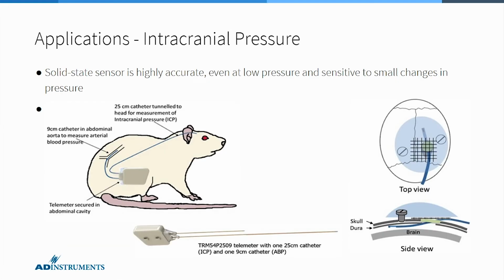So moving away from cardiovascular pressures, I want to talk more about the intracranial pressure that I mentioned earlier. Because the solid state pressure sensors are so accurate, able to record at really low pressure and very sensitive to small changes in pressure, this makes them very suitable for recording intracranial pressure in rats. The telemeter body is implanted in the abdominal cavity, as you can see here, and then using a 25 centimeter catheter, it's tunneled subcutaneously and can be implanted underneath the skull, either subdurally or epidurally.